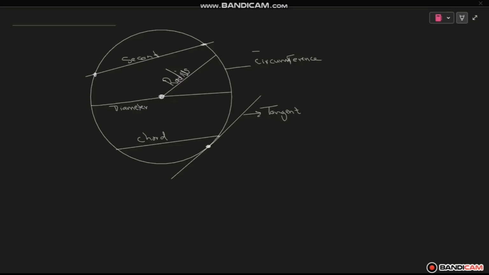Then we have a line that touches the circle or the circumference at one point, that is known as a tangent. Then we also have a line that touches the circumference at 2 points, above the radius, as you can see. That is known as a secant. That's very, very important, so you must know these. You don't just call them lines. You must call them by their names: a secant, a radius, diameter, circumference, chord, and a tangent.